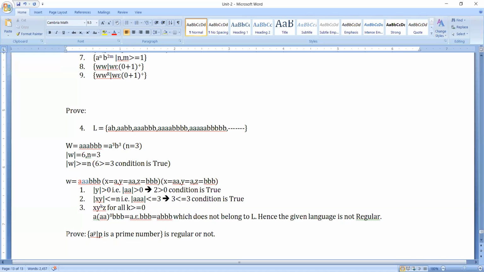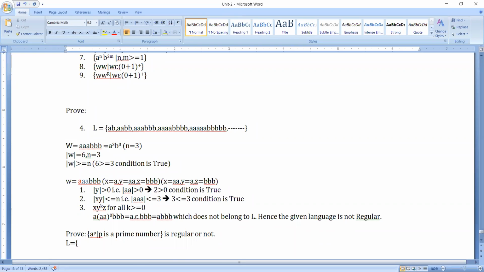So let us see how we are going to prove that the language a power p, such that p is prime, is regular or not. Before that, first of all, let us write the language, what this language consists of.